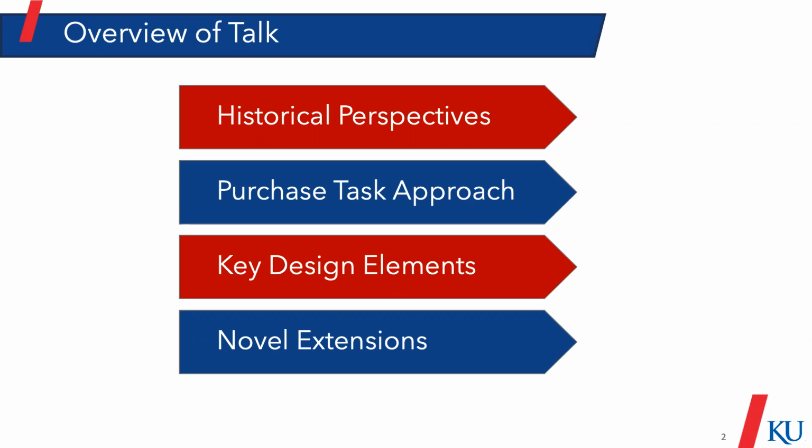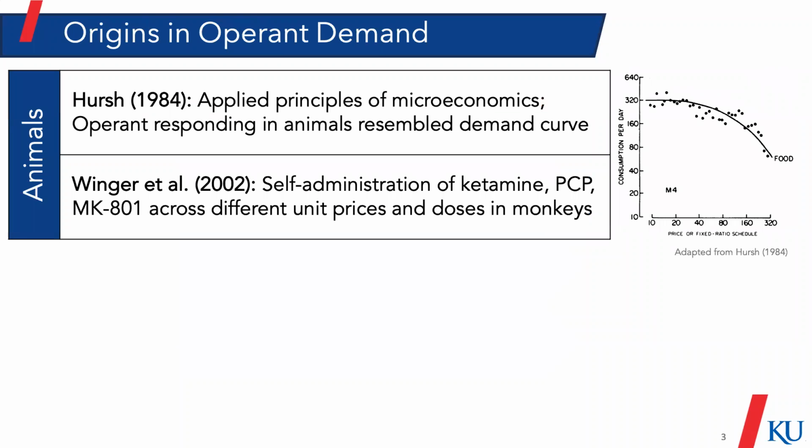So starting with the history, Jim spent a little bit of time on this in his talk, but we're going to recap some of it. A lot of the behavioral economic demand work in humans originated from work in animals, and so this has origins in operant demand. Steve Hirsch in 1984 wrote a seminal paper called Behavioral Economics, where he was one of the first to apply these principles of microeconomics to understand operant responding in different animals. If you look at his paper, there are responses in pigeons, and responses in mice and rats.